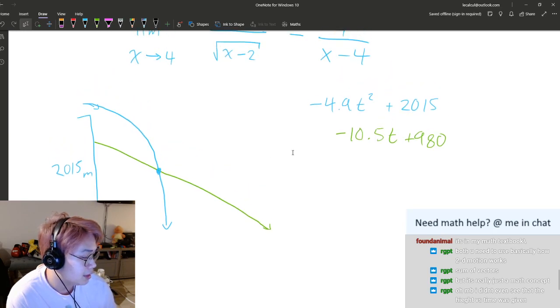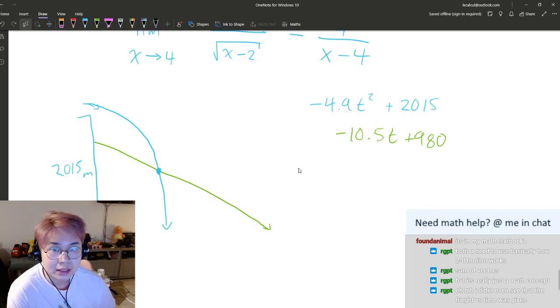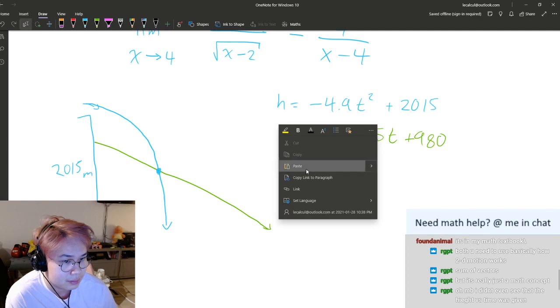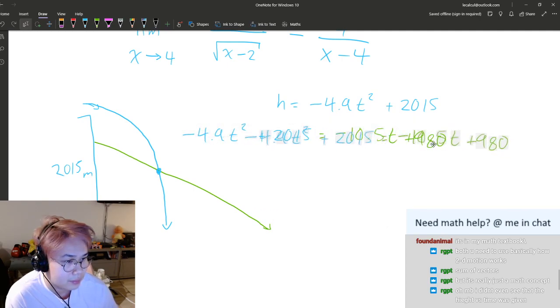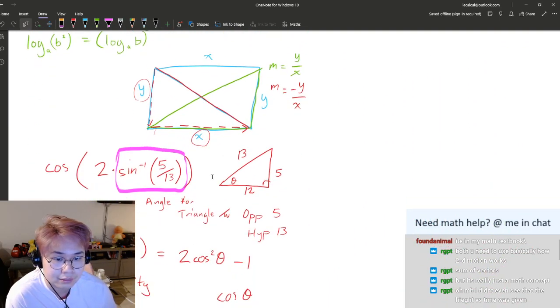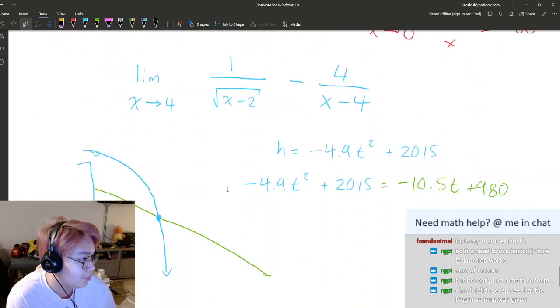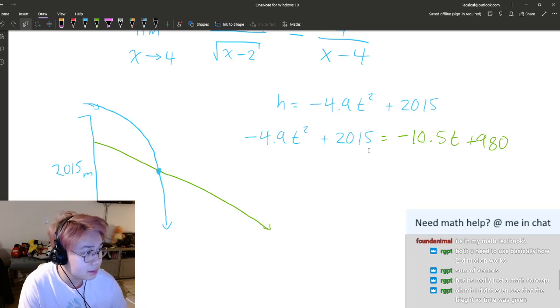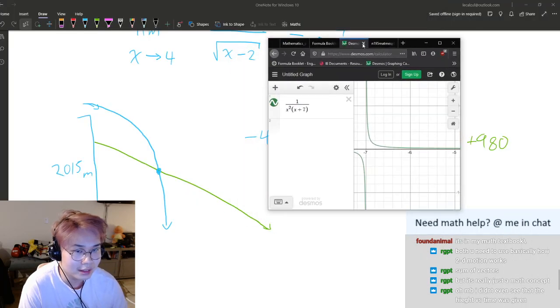Again, there's a few ways you can do this. You can either graph it, or you can do some sort of substitution. If we do substitution, these both represent h, so I can substitute this h with the expression from the first equation. Then I can try to solve for t, just like we did earlier. You can collect everything to one side and use the quadratic formula, but I'm going to slightly cheat and use a graphing calculator.